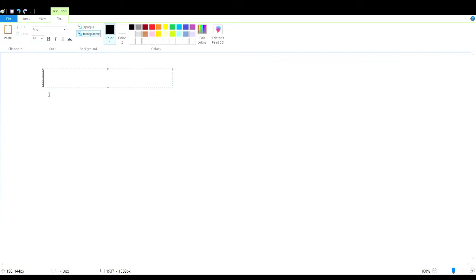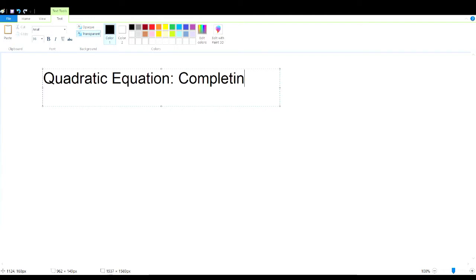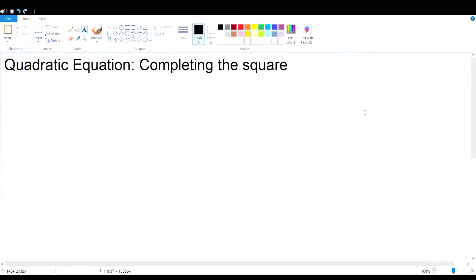But this week, it's all about completing the square. So, this week you will know how to complete the square because for your information, there are many ways to solve a quadratic equation, hindi lang factoring. Kasi hindi lahat ng quadratic equation is nafa-factor.